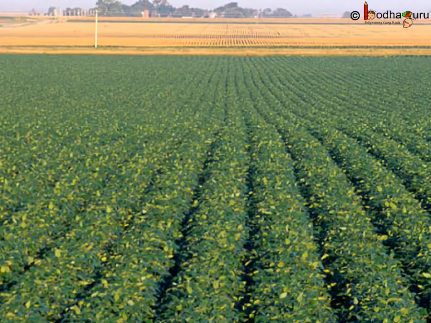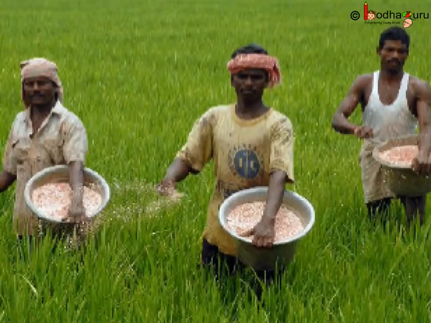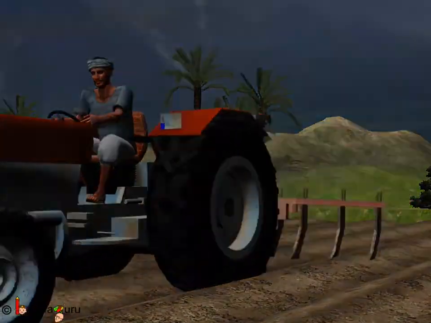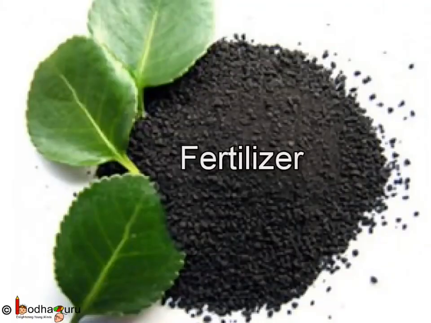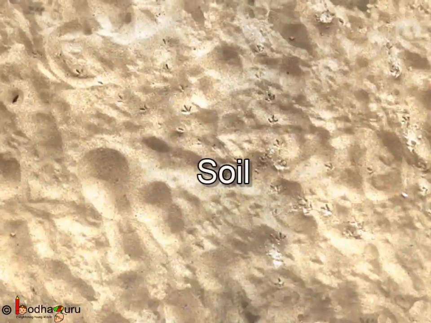But do you think crops are easy to grow? No, a lot of effort by our farmers and a lot of resources are required to grow a good crop. Firstly, we need to prepare good soil. This is done by adding fertilizer, organic matter, or manure into the soil.